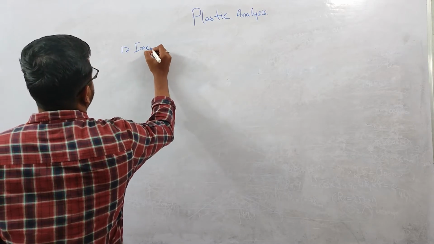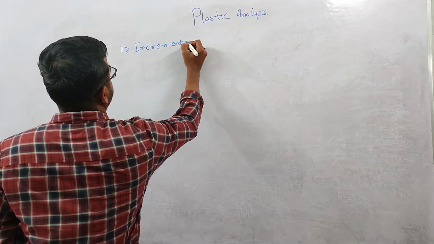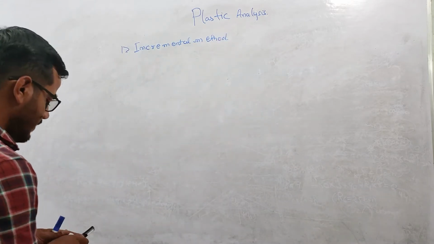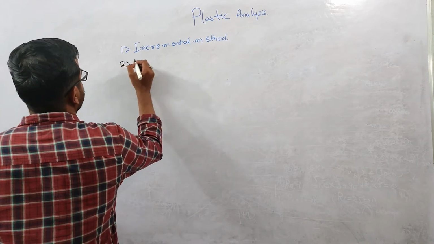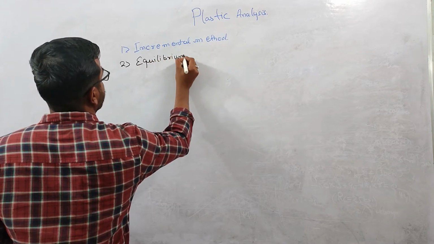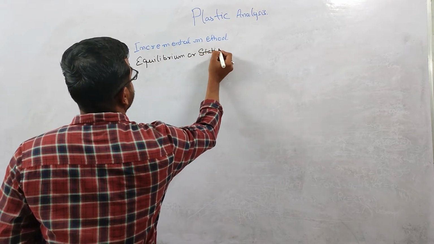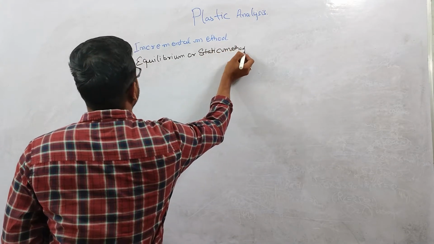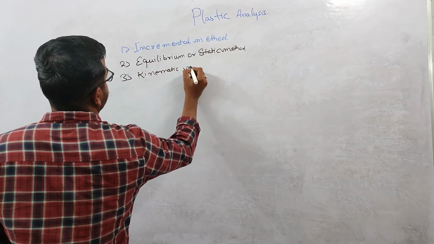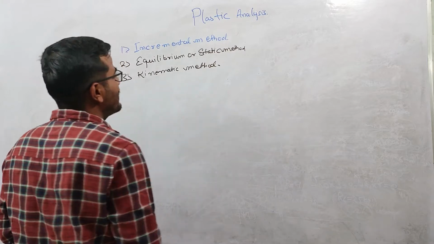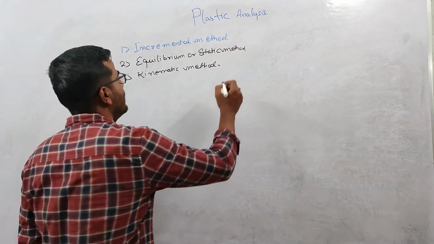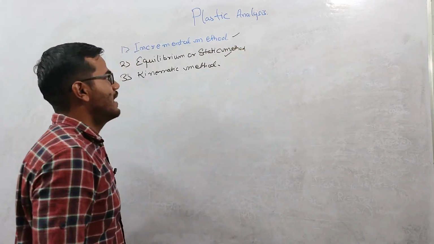The first one is the incremental method. The second method is the equilibrium method, or static method. The third is the kinematic method. Every method has its pros and cons. First we will talk about the incremental method, then the equilibrium method, and then the kinematic method.